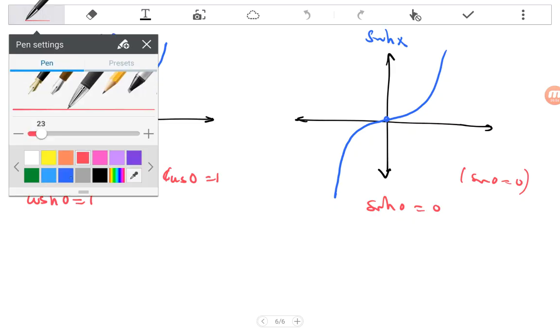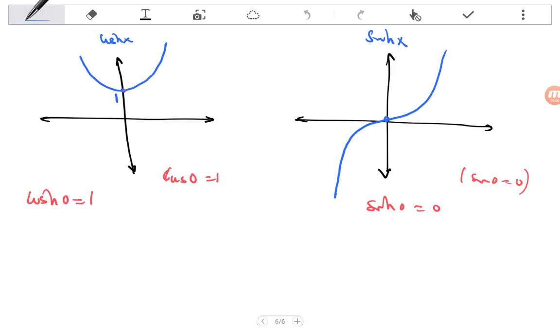Now you might notice that cosine x has the greatest value among all other hyperbolic functions.